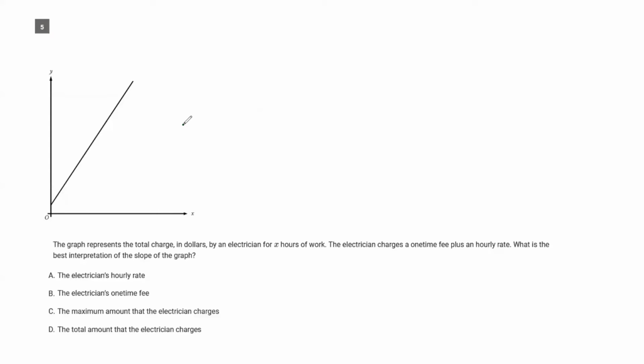So this is one where the math exists, but it's more conceptual than actually doing out numbers, right? There's actually not a single number on this question. So the graph represents the total charge in dollars by an electrician for x hours of work. The electrician charges a one-time fee plus an hourly rate. What is the best interpretation of the slope of the graph? Okay, so when you see one-time fee plus hourly rate, that's like a y equals mx plus b situation. All right, m is your rate or your slope, and then b is the one-time fee or your y-intercept.